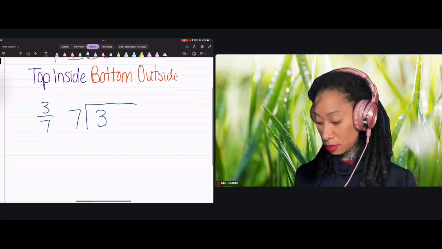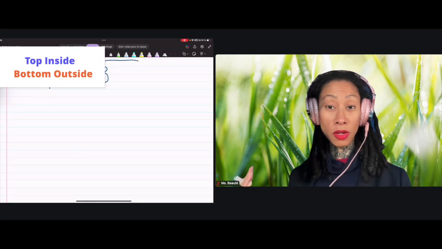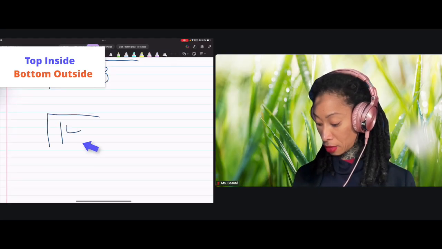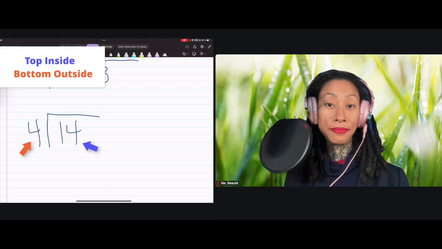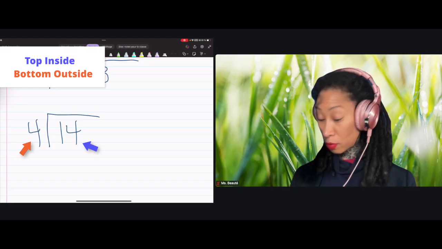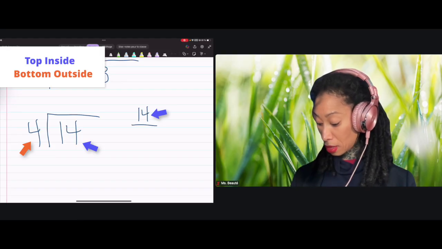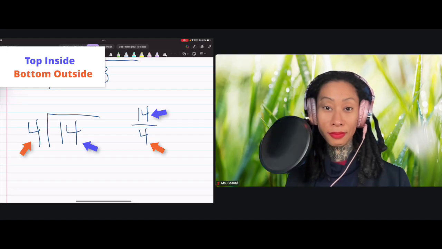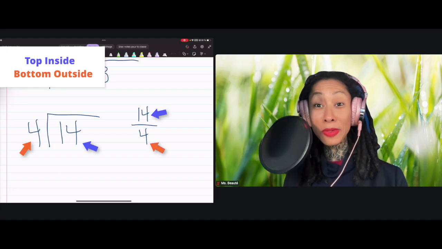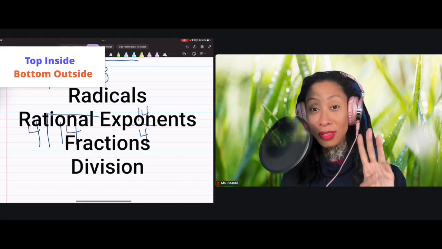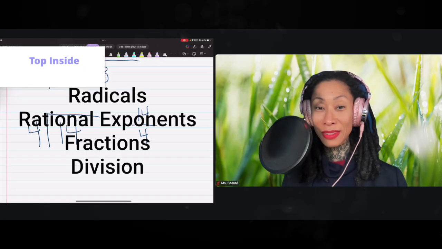Or let's say we're in a situation where we start with the long division and we wonder how to write it as a fraction. Maybe I have something like this. All right, top inside, bottom outside. So that means 14 on the inside goes on top, 4 on the outside goes on the bottom. That's it. So remember TIBO to help you with radicals, rational exponents, fractions, and long division. And we're done.